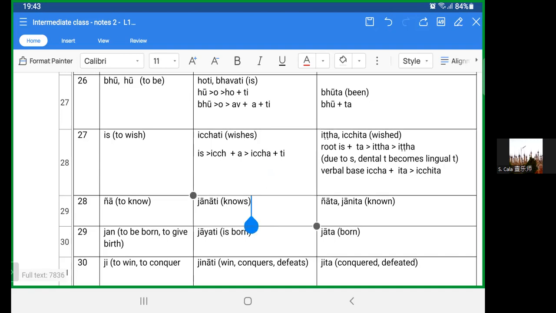Thanks. Jenny? The nya. All right. Nya would also be, this is the fifth conjugation. Plus the na. Plus the ta. But how do you get ja? Nya becomes ja. Okay. Nya becomes ja. So the base is jana. Ja, na. Plus the ta. Okay, good.